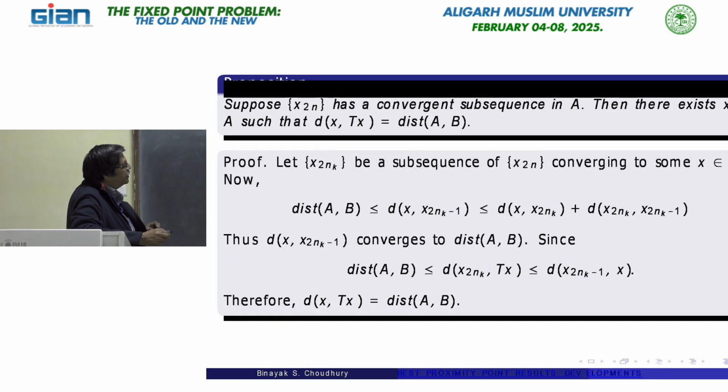If x_{2n} has a convergent subsequence, then the point to which it converges is x, in which case x is equal to Tx, and the distance is the distance of A and B. This is proved there actually. You can prove it with no effort in fact. But when it will converge, this is the great point.